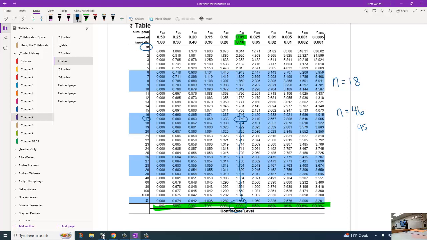We'll never go over 45. We're going to look for the next smallest number besides 45. And that puts me at 40. It might feel like that's an aggressive adjustment, but it's the only adjustment we can make when we're using a chart. We will learn how to use our calculator to help in this process. Okay. But if I use 40 at 95% confidence, 2.021. Okay?